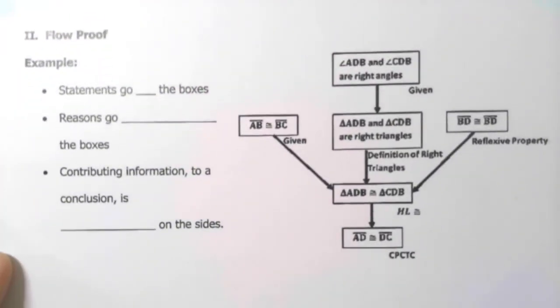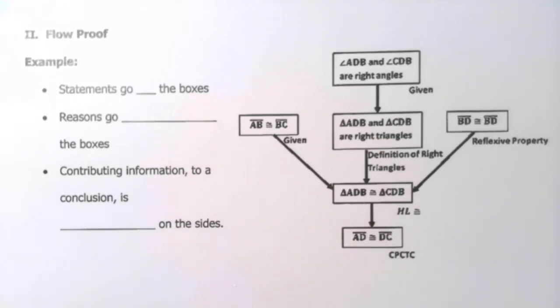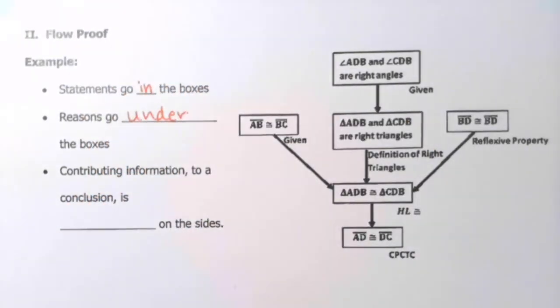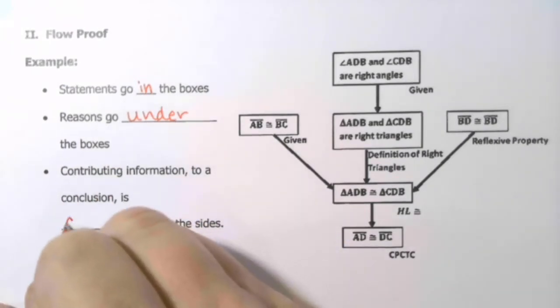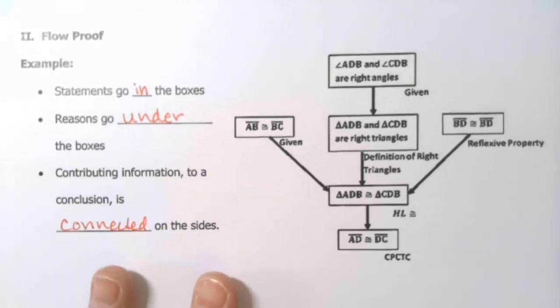Let's look at a flow proof. A flow proof looks like a flow chart, and it's kind of an interesting little way to do things. Notice the way the arrows are headed. That tells you how to read it. In this case, the statements of the proof go in the boxes. So these are your statements of your proof. The reasons go under the boxes. And contributing information to a conclusion is connected on the sides. Okay, so let's look at this.